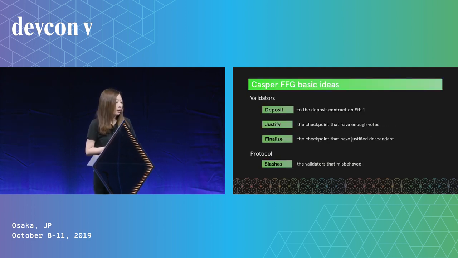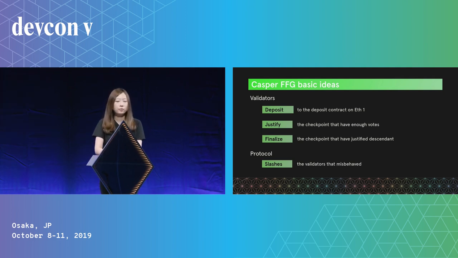Before talking about staking, I want to mention Casper FFG again. Casper FFG is the finality protocol for ETH 2.0. The duty of a validator has three steps. One is to make a deposit to the ETH1 deposit contract. The second is to vote for the current epoch, the current checkpoint. If the checkpoint gets enough votes, we call this checkpoint justified. And if the checkpoint has justified descendants, we call this checkpoint finalized. That's the basic validator duty.